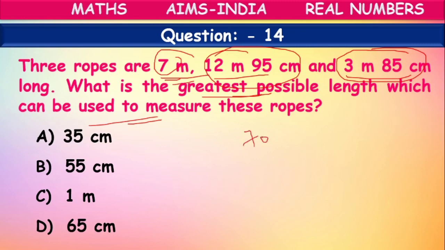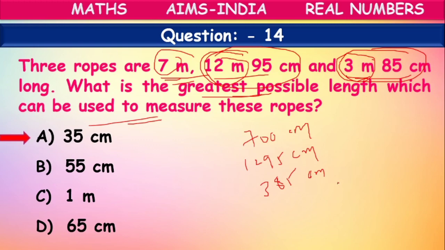7 meters means 700 centimeters we can write. 12 meter 95 centimeter means 1200 centimeter plus 95, means 1295 centimeter. Next 3 meter 85 centimeter. So what we can write? 385 centimeter. So if we take their HCF, the value will be 35 centimeter.